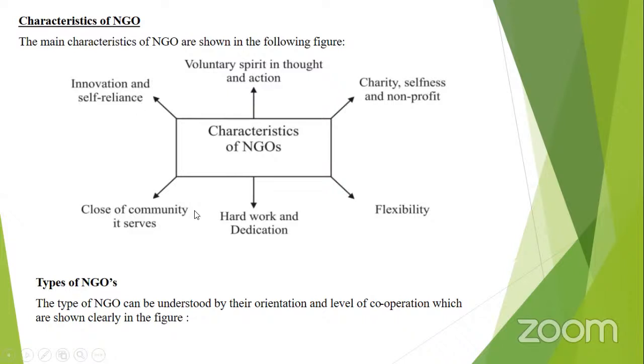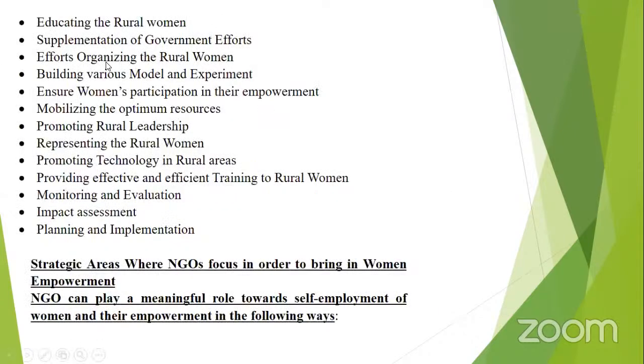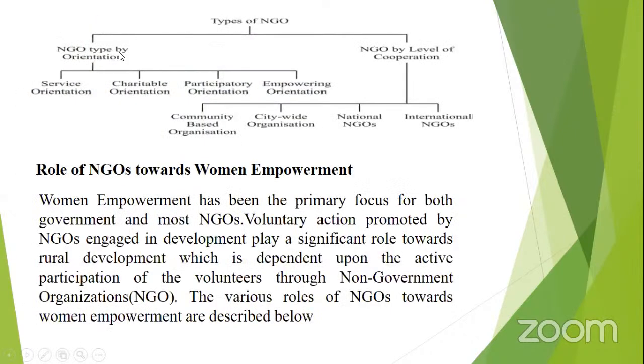Types of NGO. The types of NGO can be understood by their orientation and level of cooperation, which are shown clearly in the figure. NGO types by orientation are service orientation, charitable orientation, participatory orientation, and empowering orientation. NGOs by level of cooperation are community-based organizations, city-wide organizations, national NGOs, and international NGOs.